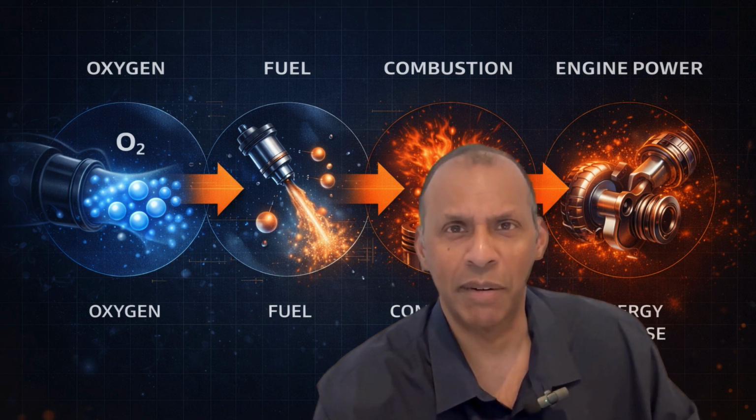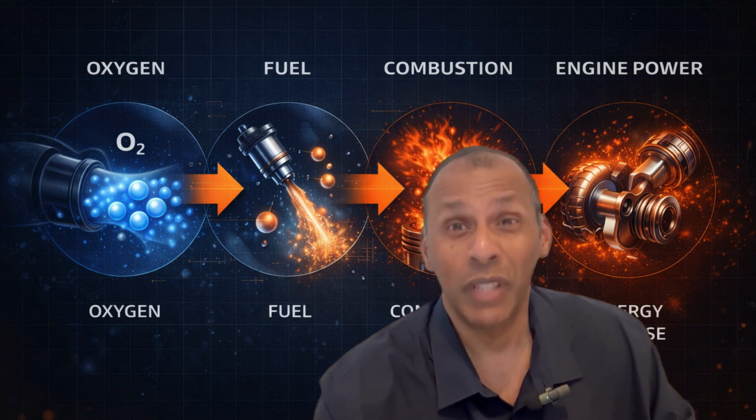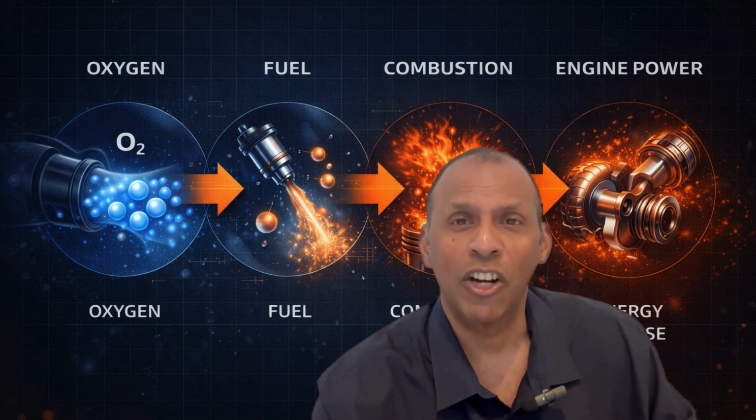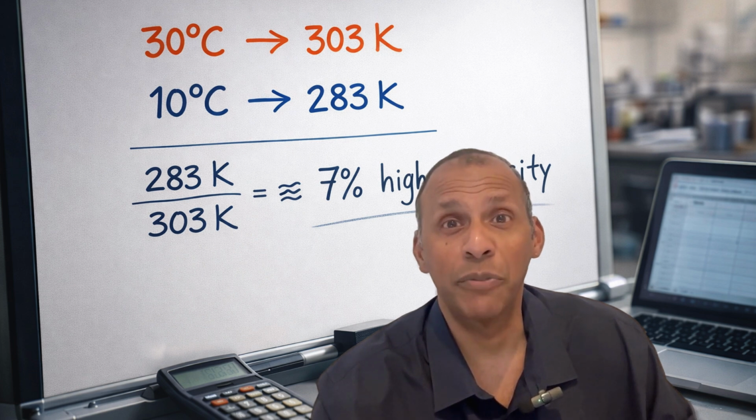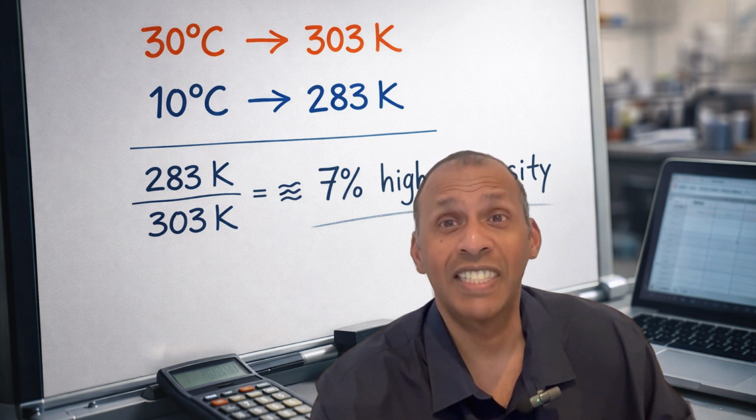Now let's put some real numbers on this. Air density is governed by the ideal gas law. Without getting too technical, at constant pressure, air density is inversely proportional to temperature. So if the temperature goes down, density goes up. So let's say your air intake is 30 degrees, that's a hot engine bay, versus 10 degrees, cool outside air. Converted to Kelvin, that's 303 versus 283 Kelvin. That's roughly a 7% increase in air density.